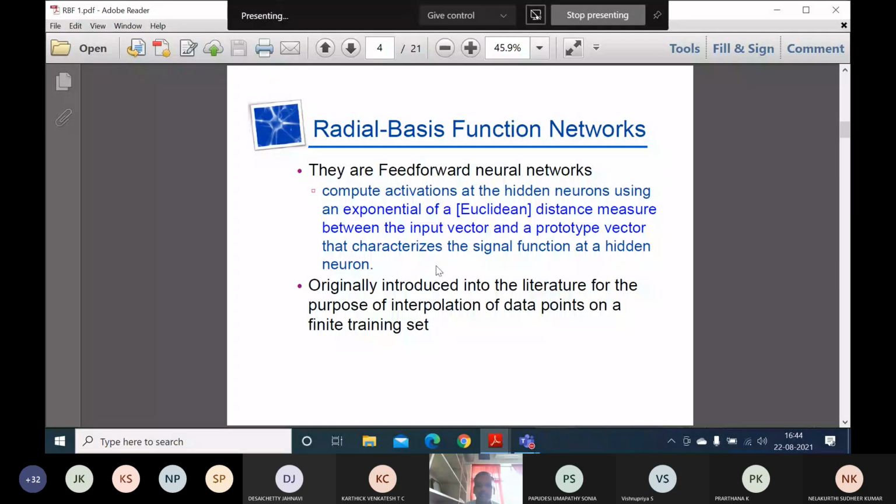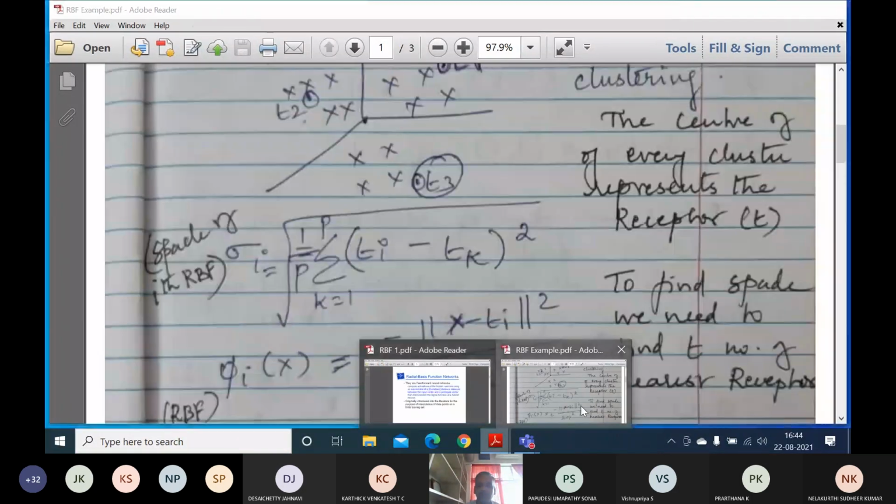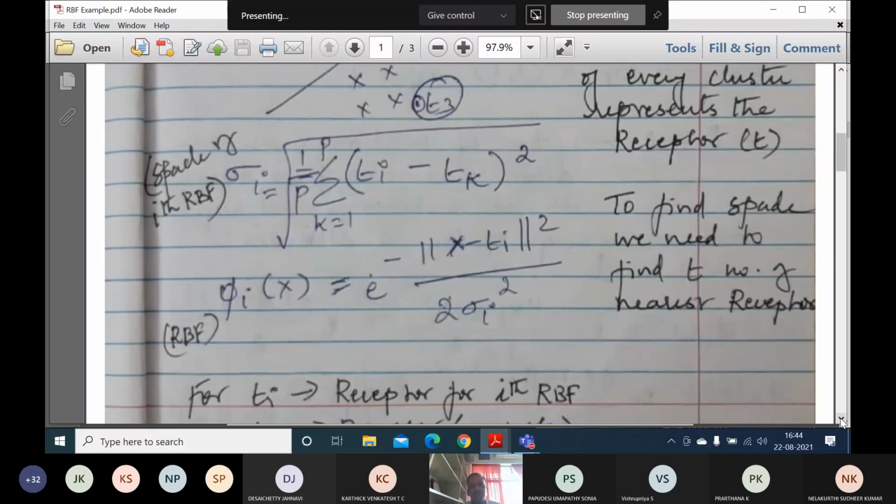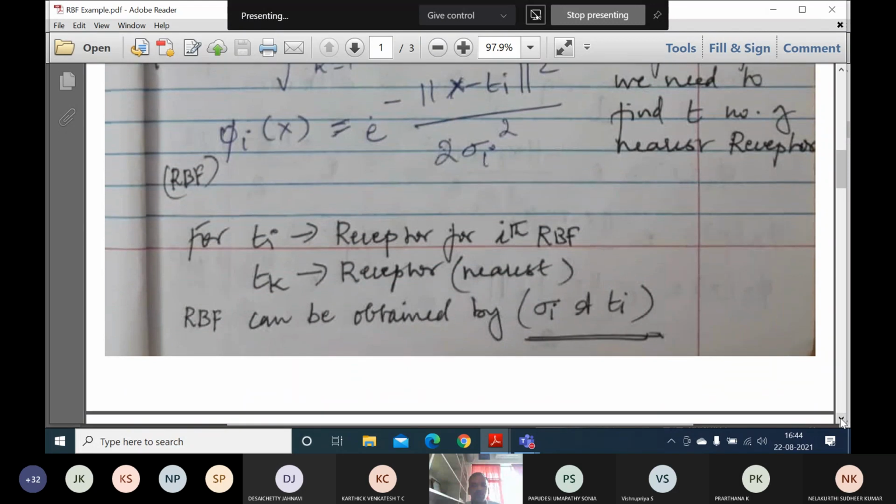It is expressed as the exponential of the Euclidean distance measure between the input vector and a prototype vector. Here xi is your input vector and ti is your prototype vector, which is nothing but the center of the receptor. So these two formulas you need to know.